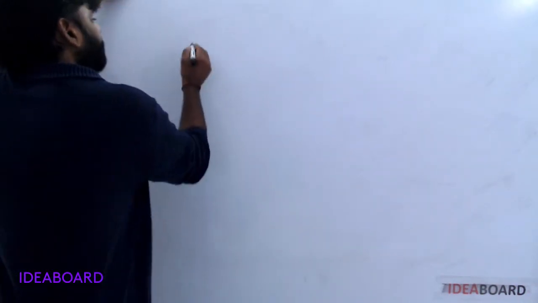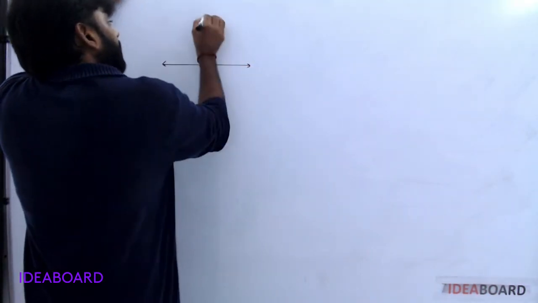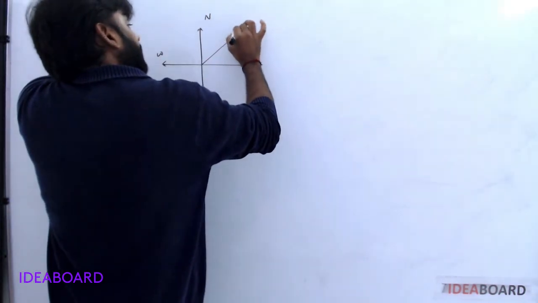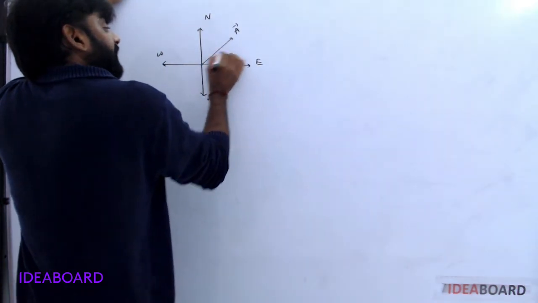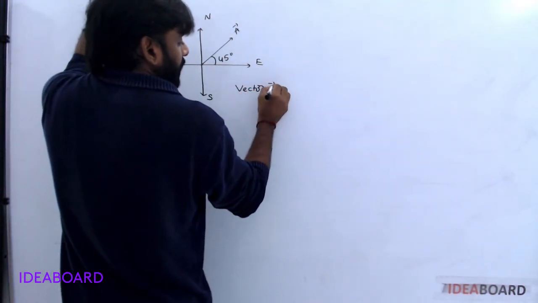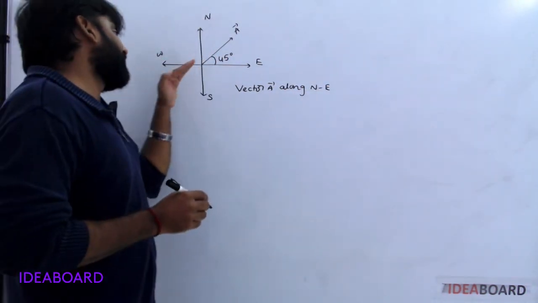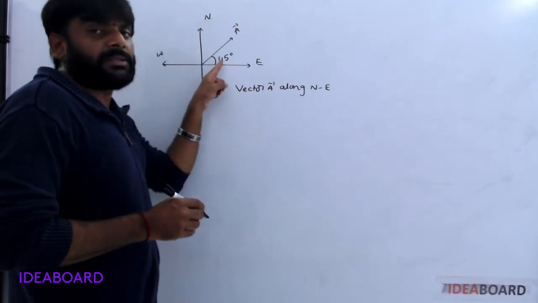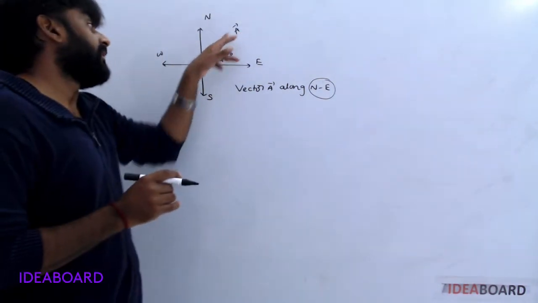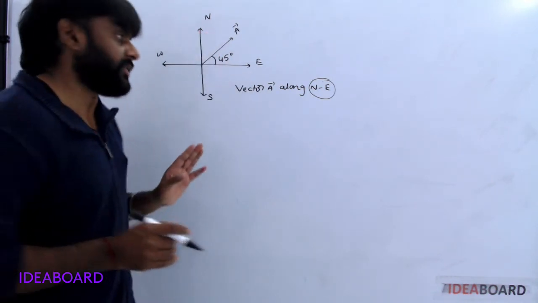Next, directions. Here it is north, south, east, west. Vector A bar, this angle is 45 degrees. Vector A bar is along northeast, exactly passing in the middle, so that means 45 degrees. Here northeast means the vector makes an angle of 45 degrees with east or with north. Understood? Okay.